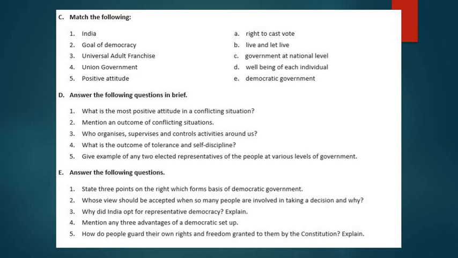Now, question number 2. Mention an outcome of a conflicting situation. Write the answer. Outcomes of a conflicting situation are misunderstanding, rigid stance, and sometimes clashes.